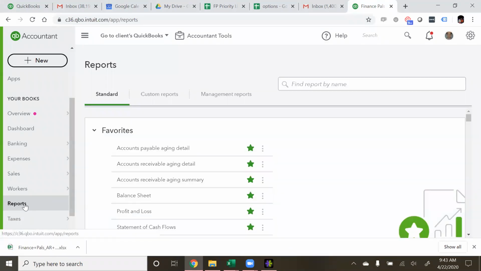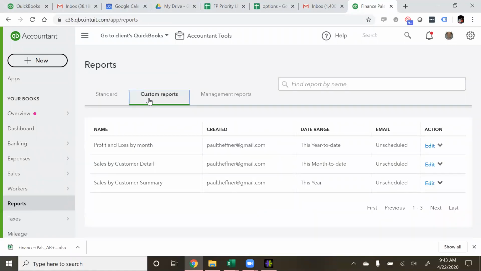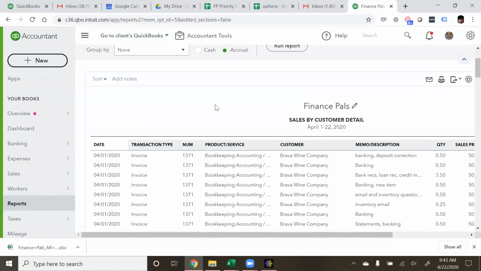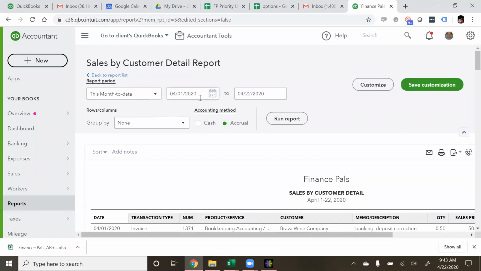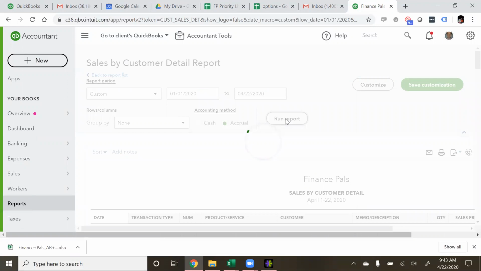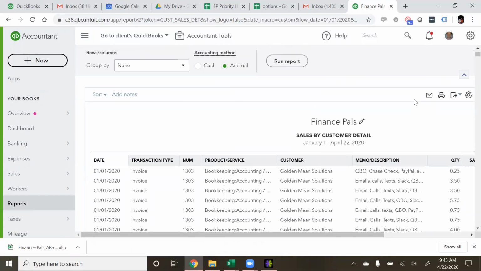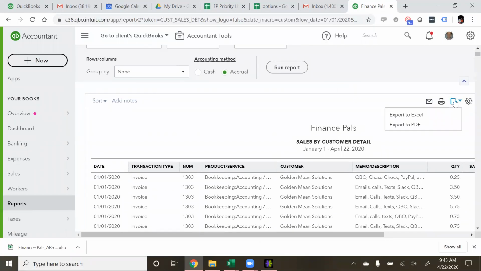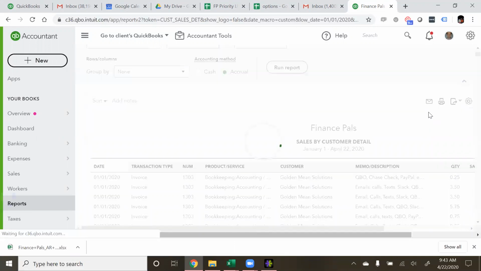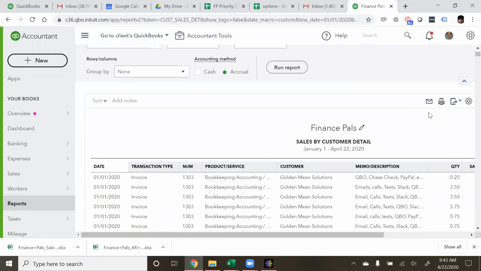The last one is sales by customer detail. And we're actually going to run this for all of 2020 so far. This shows all of our customers and their services and things like that. And we'll use this to create our customer forecast. We'll probably do that last, although it's one of the most useful things that you can do in a forecast. Okay, so now we've got all of them, let me make sure they all open actually.